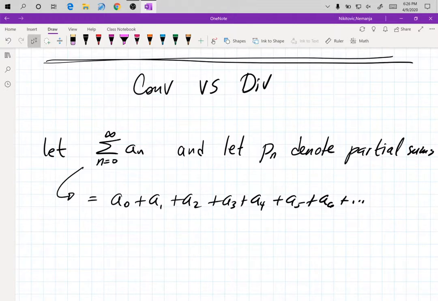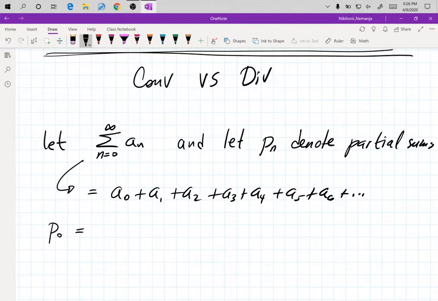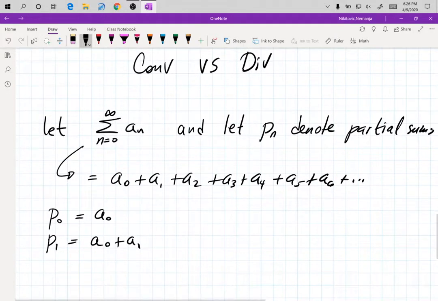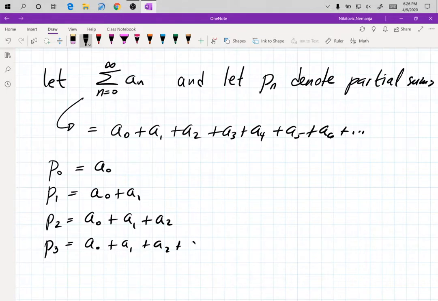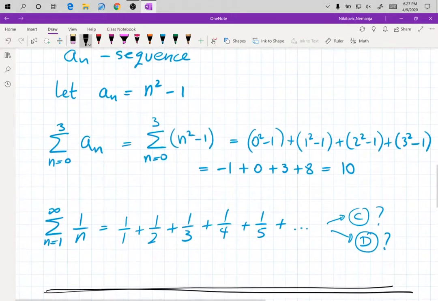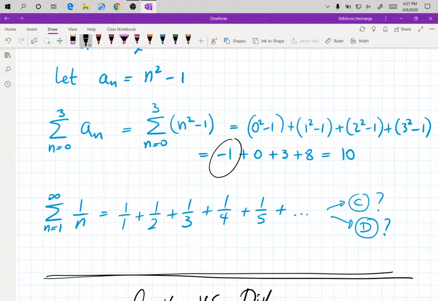Now I want to know what the partial sums are. So partial sum P0 is just a0. Partial sum P1 is a0 plus a1. And that's going to be some number. Partial sum P2 is a0 plus a1 plus a2. P3 is a0 plus a1 plus a2 plus a3. So all of these are numbers, right? Because remember how when you plug the values of n into the formula, you compute the numbers. So as you can see over here, a0 was -1. Over here, a0 was 1, right? So a1 over here was 0. a1 over here is a half, and so on, right? So all of those work out to be numbers.